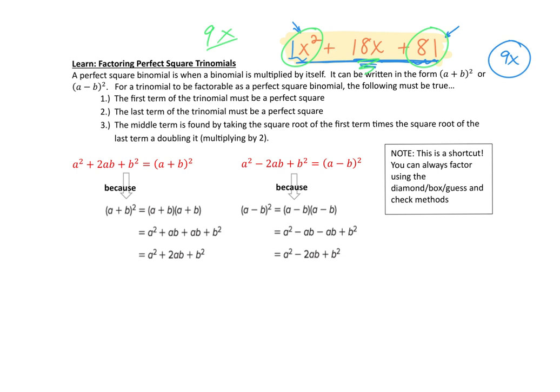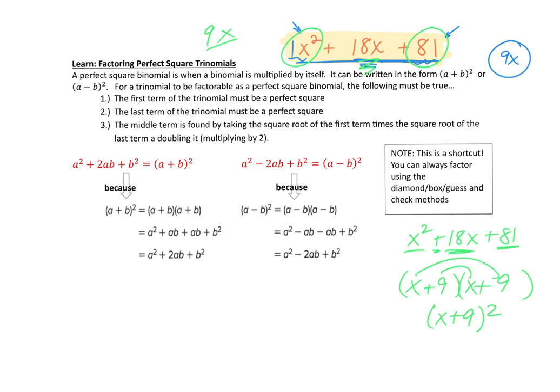So what you can do if you have something like that, I'm just going to write it down here, is a quick, easy way to do it: you can actually take the square root of that, which is x, the square root of 81, which is 9. Since it's all plus, it's just going to stay plus. So it should be x plus 9 squared. Now you can always check it because 9 and 9 does make 18. So you can use this shortcut. Again, you don't have to use it if you don't notice it. If you do notice it, definitely use it.